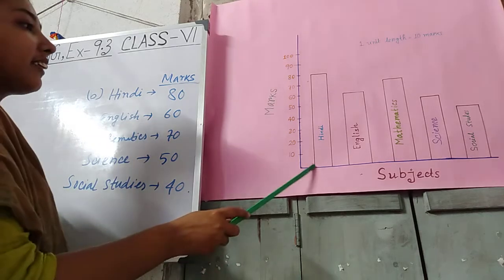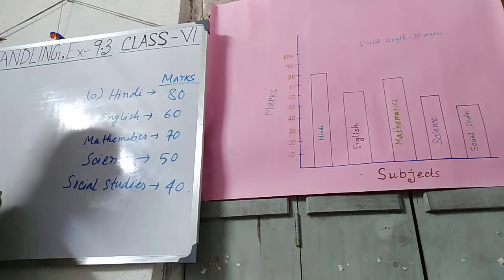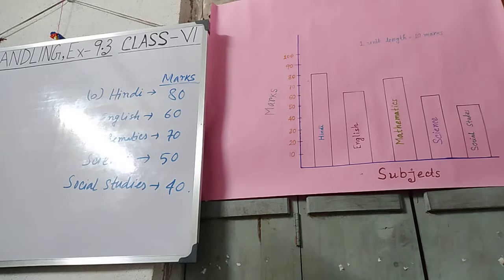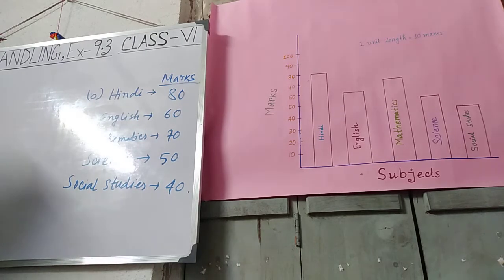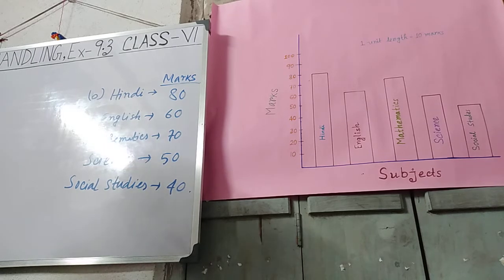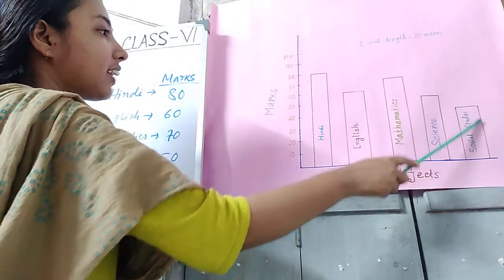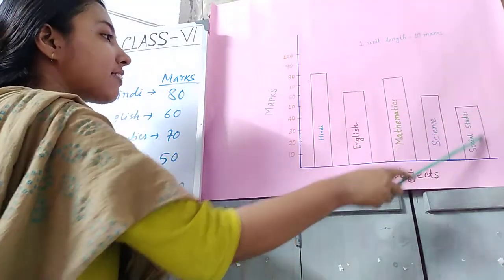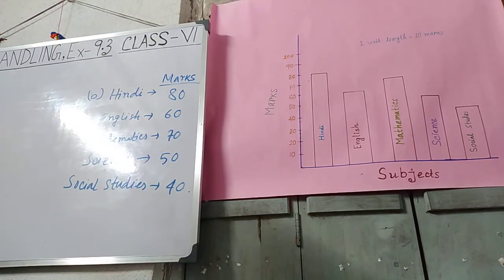So here we can see that in Hindi we are getting a bar having highest height. So for answer it will be Hindi. Now our third question, name the subject in which he has scored minimum marks. So the bar which is having lowest height or shortest height will be our required answer. So from bars we can see that the last bar means social studies is having shortest height. So for answer it will be in social studies Aziz has scored minimum marks.